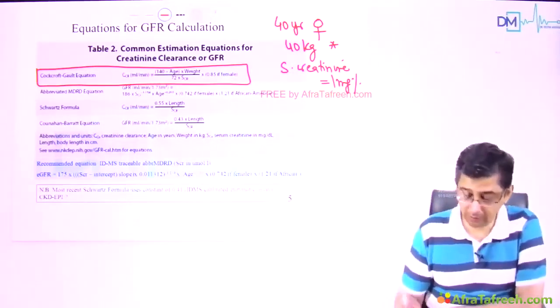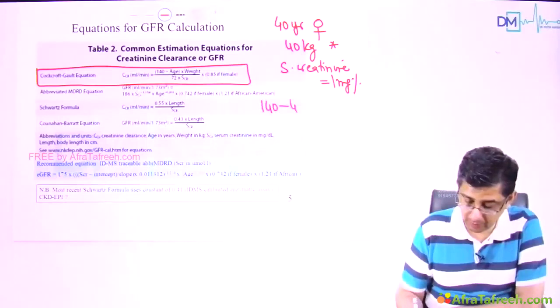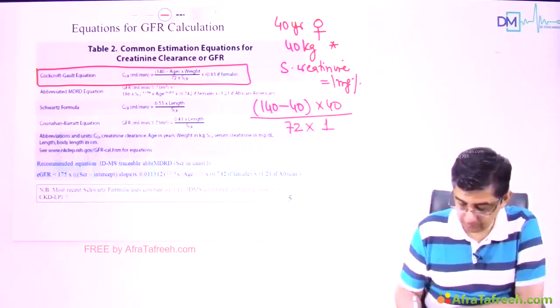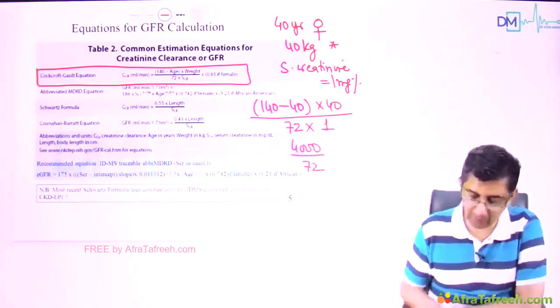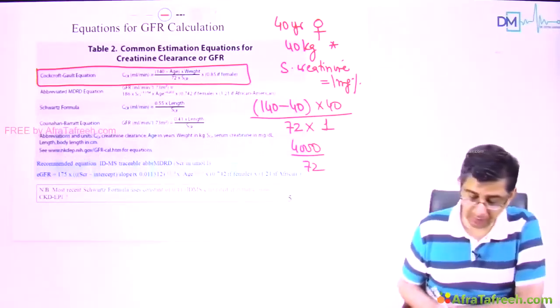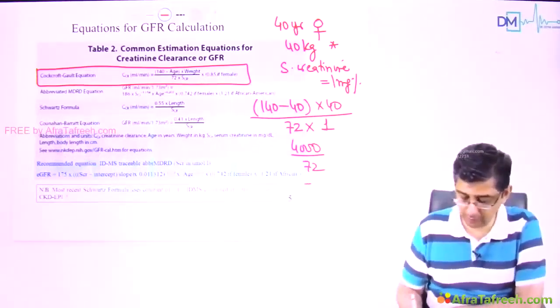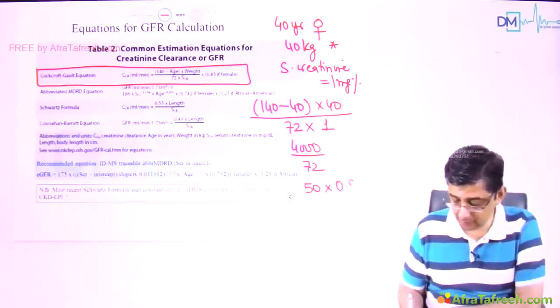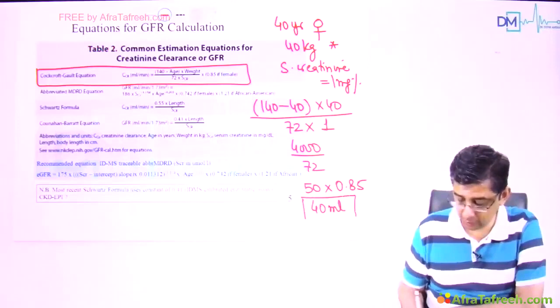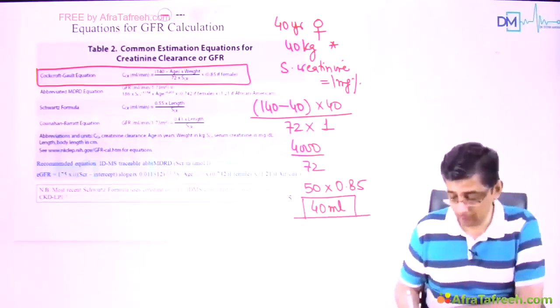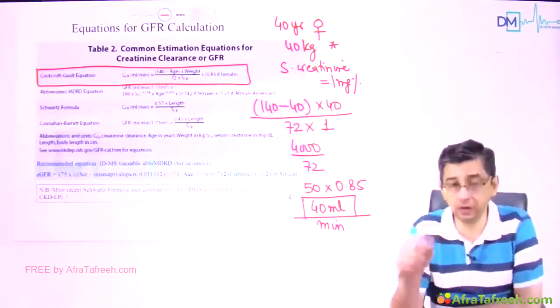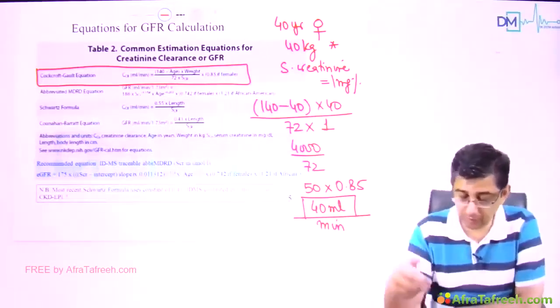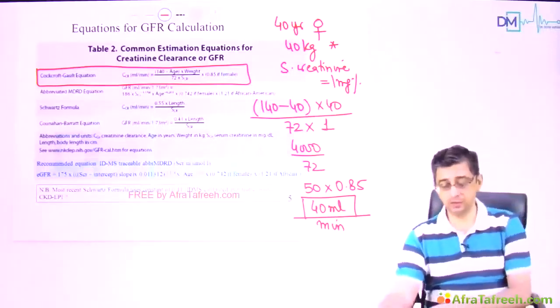So let us apply this formula: 140 minus age into weight, divided by 72 into serum creatinine. This would be 4000 divided by 72. Now if you apply a bit of mathematics here, the value that is coming is in the range of about 50 ml only. And considering that she is a female, if I divide this by 0.85, though you can use a calculator, the GFR of this lady is shockingly only 40 ml per minute. Look at the surprising thing that I taught you guys, that in the Cockcroft-Gault formula, though the serum creatinine might be factually normal, the GFR is only 40 ml per minute.